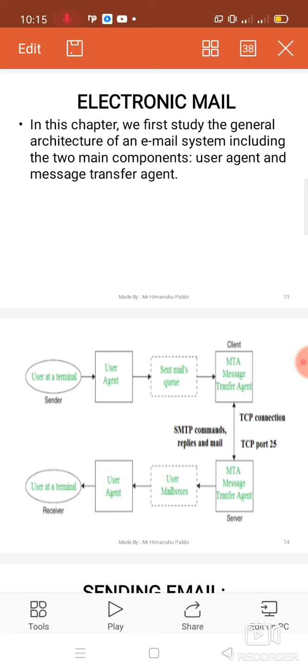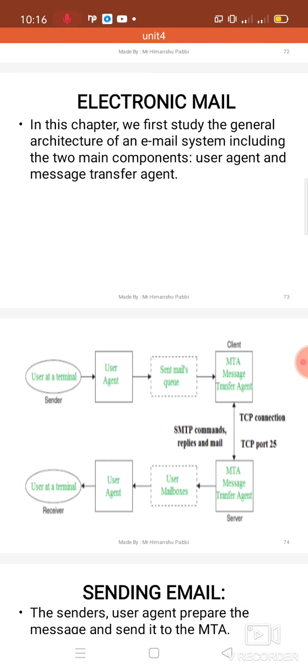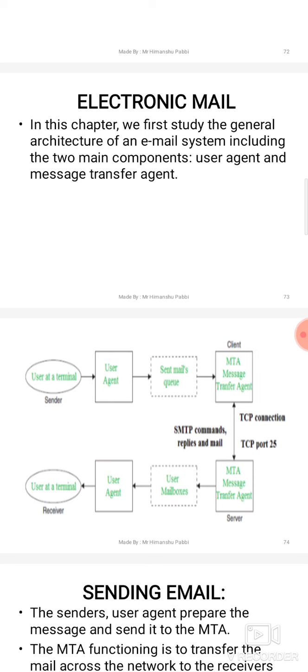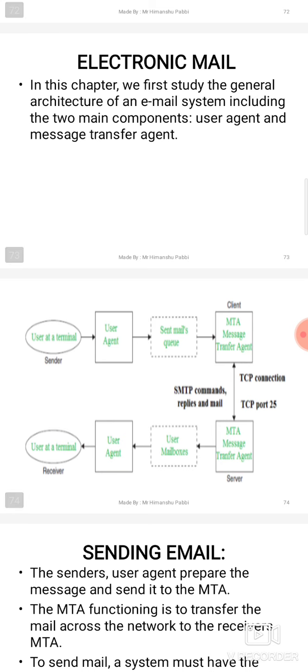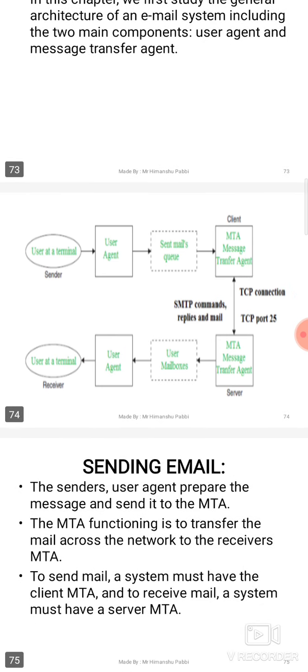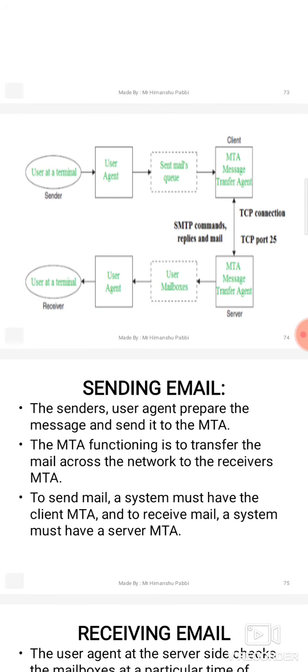The user agent will produce a list of all the mails which the sender has sent. When the receiver logs into the Gmail account, he can see all the mails. A user can read all the mails. So we will read from the content. Sender email: the user agent prepares the message and sends it to the MTA.